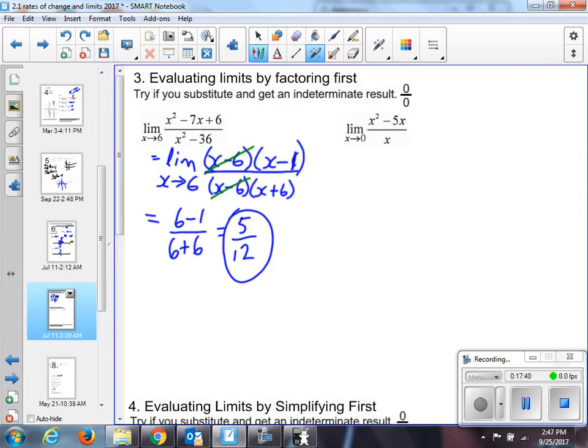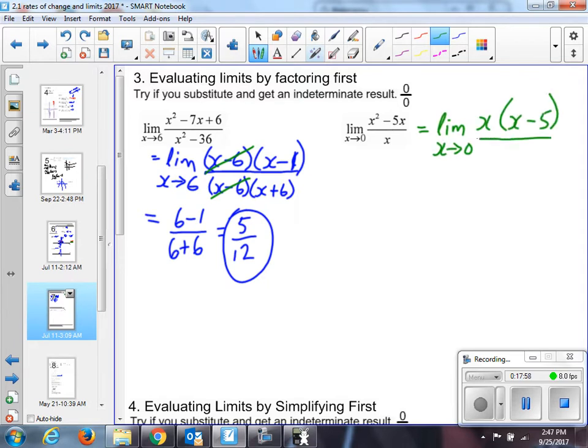This is easy. Well, comparatively. You could quickly see it's 0 out of 0, just by if you tried to plug it in. So, I'm going to try factoring, because I could see I could factor the numerator quite easily. And I'm not going to pause here. X minus 5 over x. I think you can see where this one's headed. Now my trouble spot is gone.